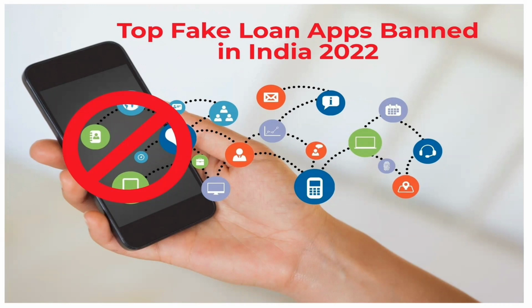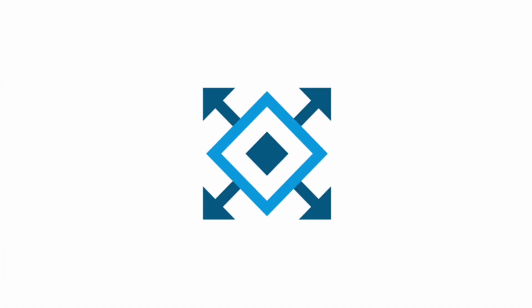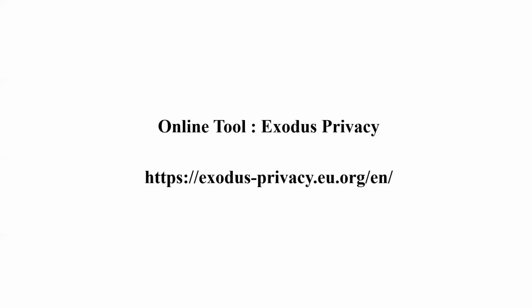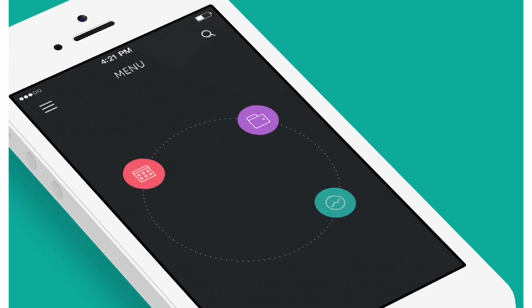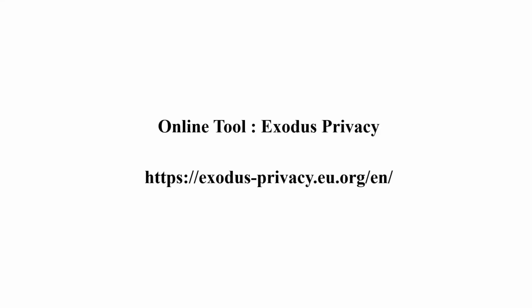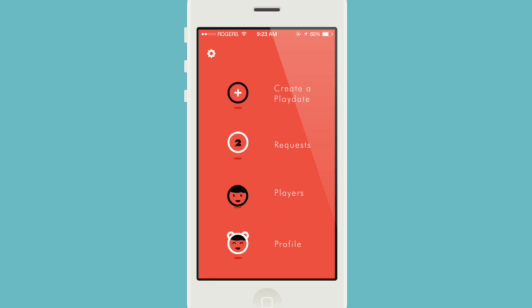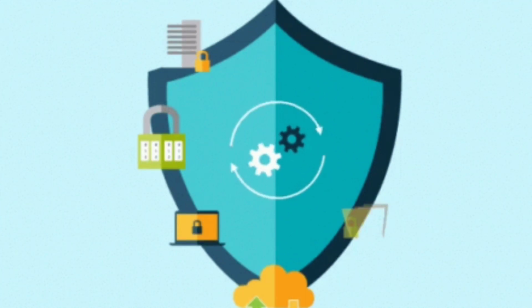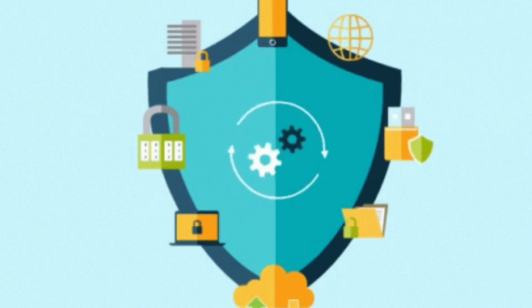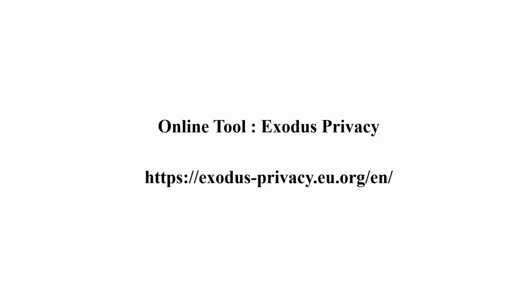Although multiple steps have already been taken by the Indian government to ban this kind of application, we can also use a tool, and that tool is known as Exodus Privacy. It's an online tool that shows all the data these apps are going to access on your Android smartphone. So now let's see the process, how we can verify all these trackers and all the data they are going to access.